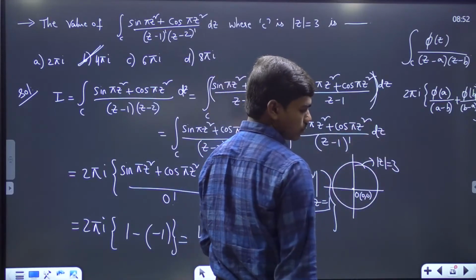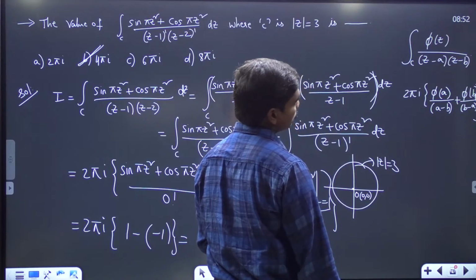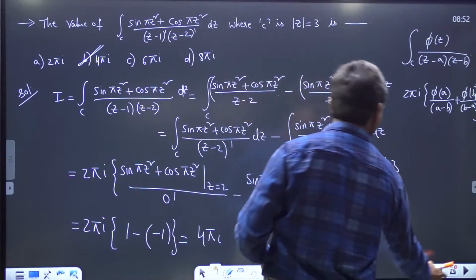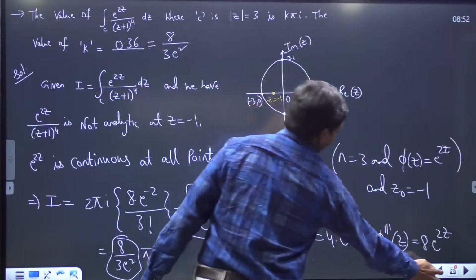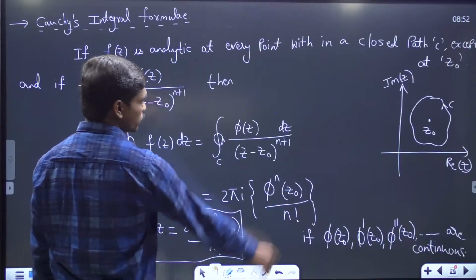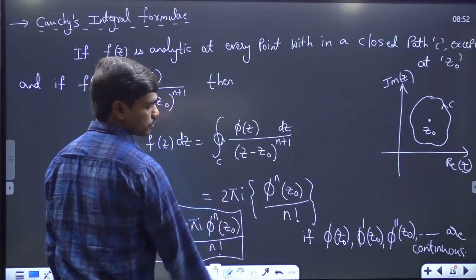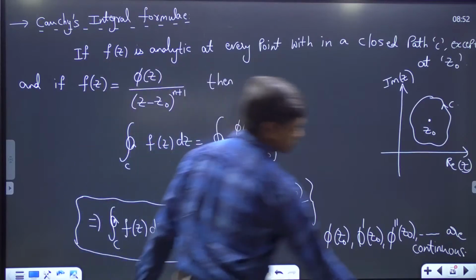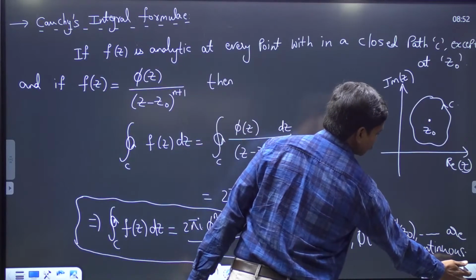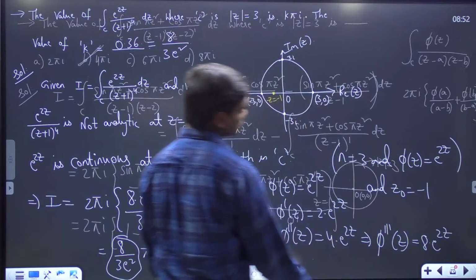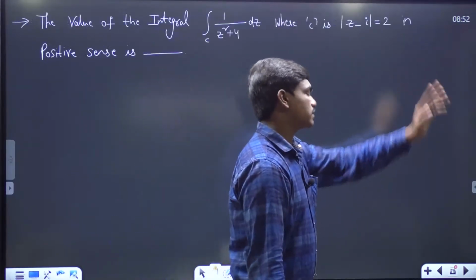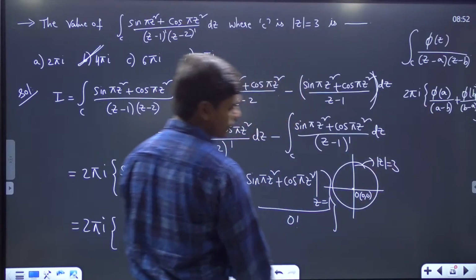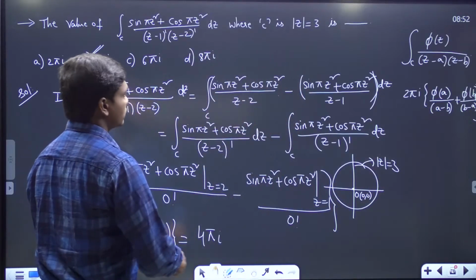2 pi i into, how did 0 factorial come? Because when teaching you Cauchy's integral formula, I told you n factorial here, divided by n factorial. So that's why, since n is 0, this 0 factorial is coming here. So if this is the case, the answer is this, if C is a closed path.